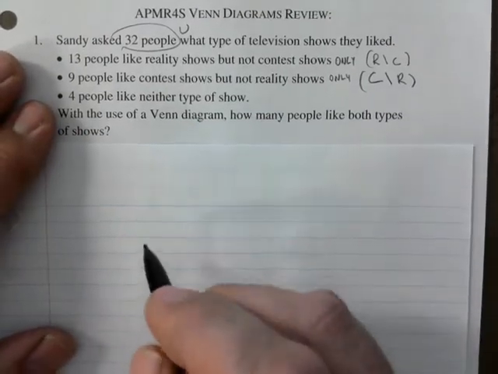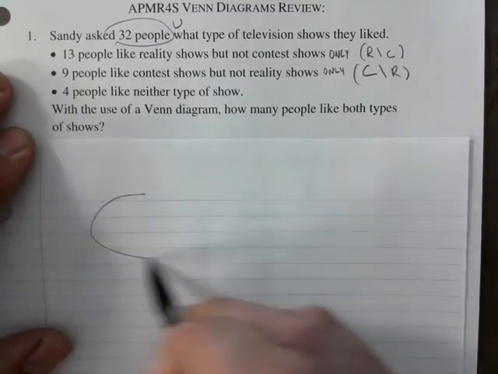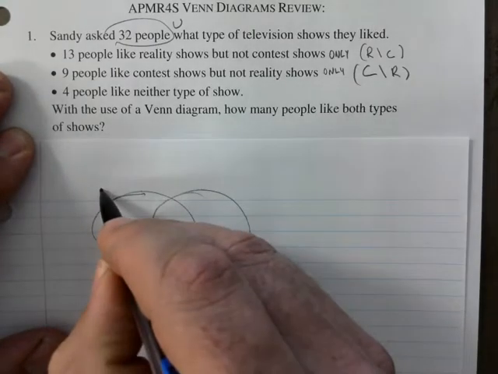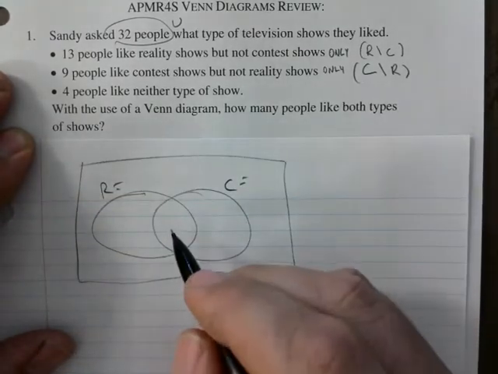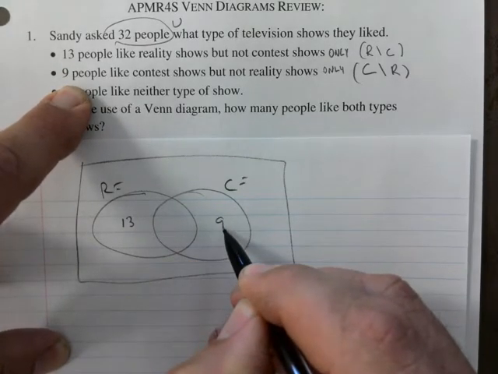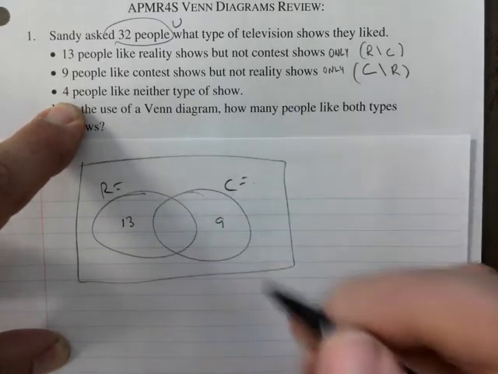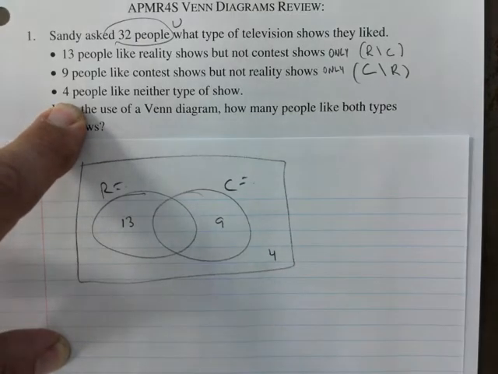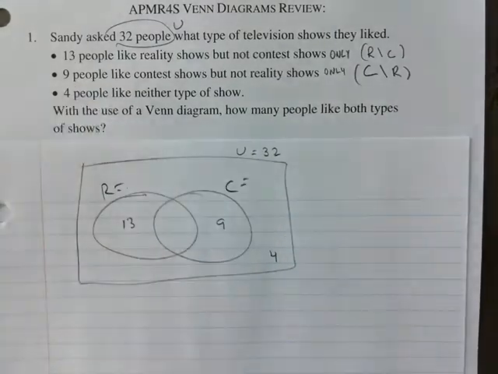All right, so here we go. They're asking you for the Venn diagram, but even if they don't, I would strongly suggest you do. So this is reality, contest. Box around it. I'm given the 13 that go in here, and I'm given the 9 that go in there. 4 people like neither type, so those are my outliers. Then at the top here, you'd have your universal, which you know is 32. Now we need to figure out how to fill in the rest.